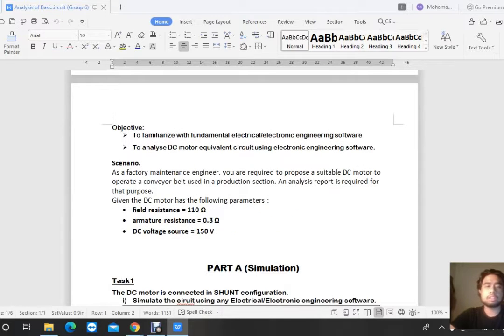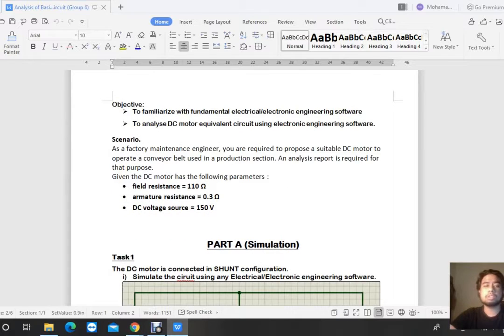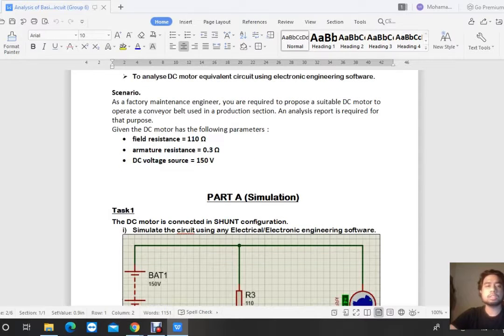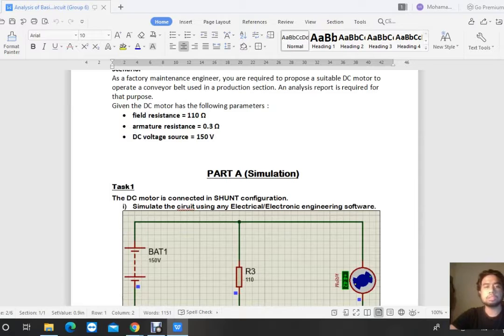For the scenario, as a factory maintenance engineer, we are required to propose a suitable DC motor to operate a conveyor belt used in the production section. An analysis report is required for that purpose. Given that the DC motor has the following parameters: the field resistance is 110 ohm, the armature resistance is 0.3 ohm, and the DC voltage source is 150 volt.